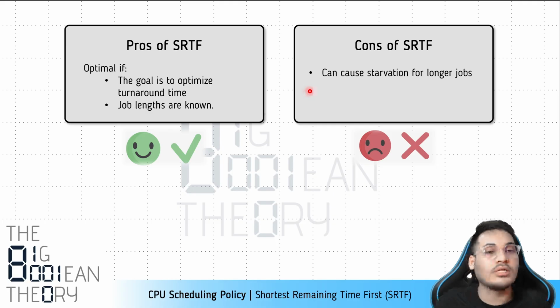The drawback or the con is that it can cause starvation for longer jobs under the condition that there is a continuous flow of shorter jobs, right? So in that case, the longer job will keep on getting preempted in favor of the shorter jobs. So this was about SRTF.